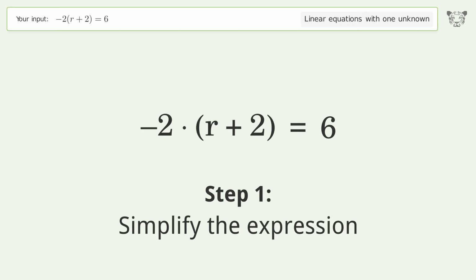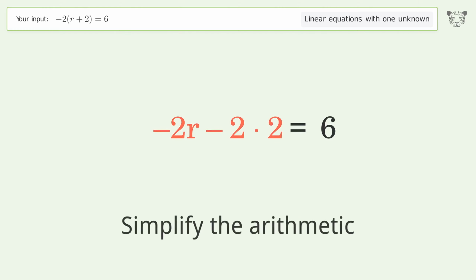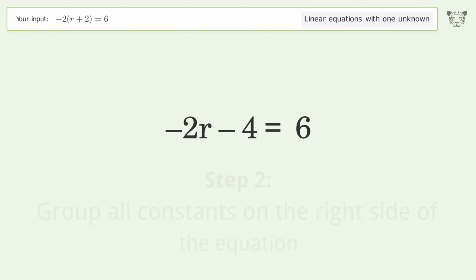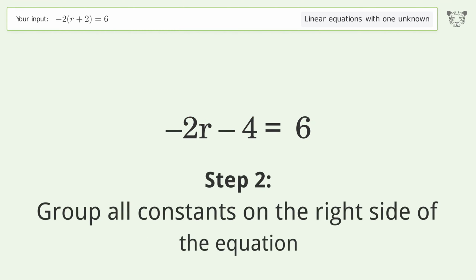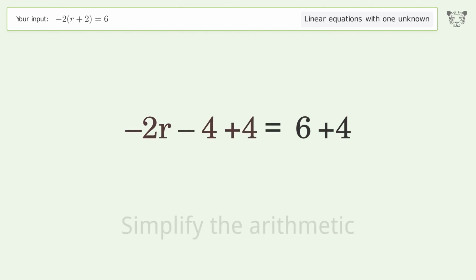Simplify the expression. Expand the parentheses. Simplify the arithmetic. Group all constants on the right side of the equation. Add 4 to both sides. Simplify the arithmetic.